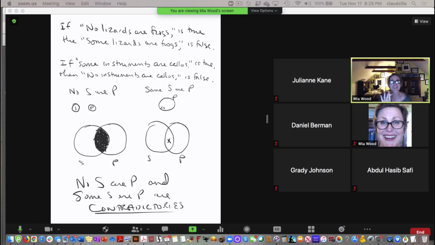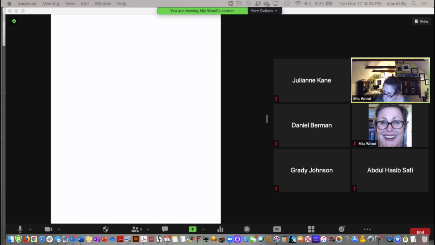Here's another way to write it that's, in terms of the symbolic logic notation, a little less busy visually. These are contradictories. Let's just put it this way. It'll be easier, I think. Contradictories.